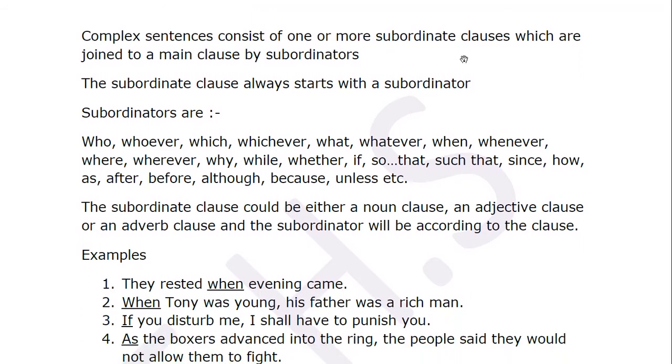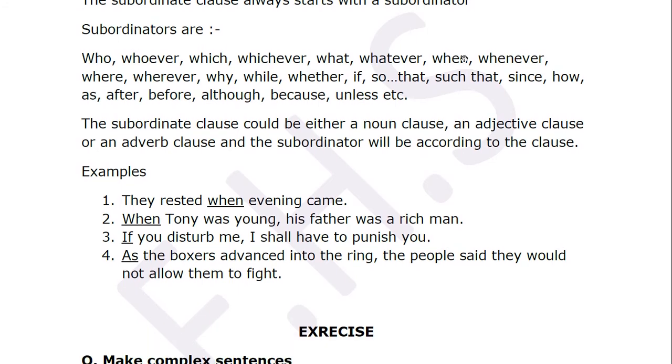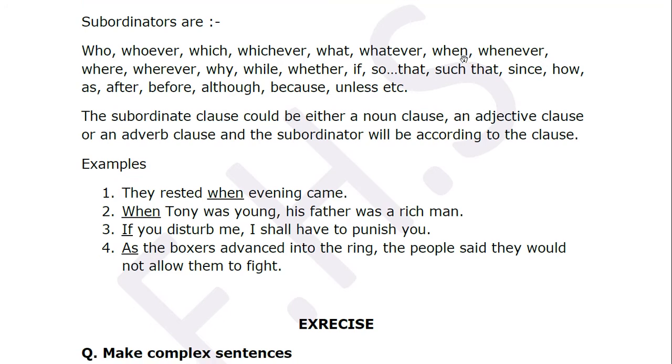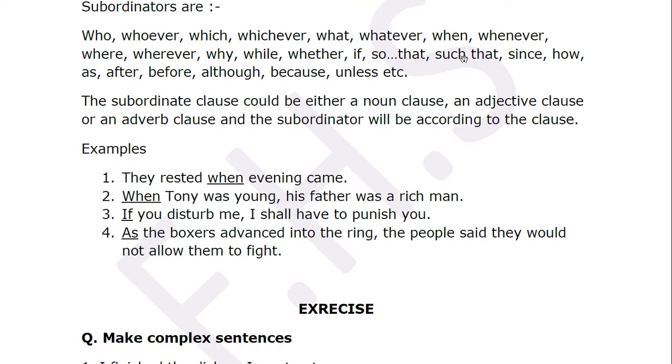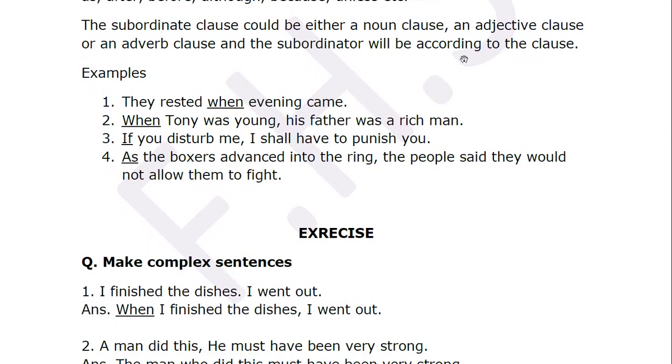Subordinators are who, whoever, which, whichever, what, whatever, when, whenever, where, wherever, why, while, whether, if, so that, such that, since, how, as, after, before, although, because, unless, etc. The subordinate clause could be either a noun clause, an adjective clause, or an adverb clause, and the subordinator will be according to the clause. Now, I have not explained it more because you have already done clauses and you already know how to form a sentence with a clause to divide. So, that's just exactly what you have to do over here.